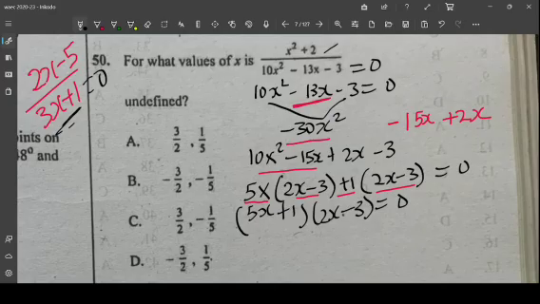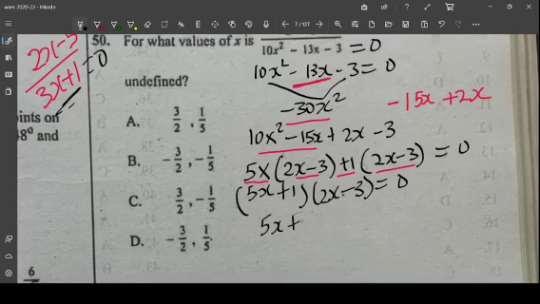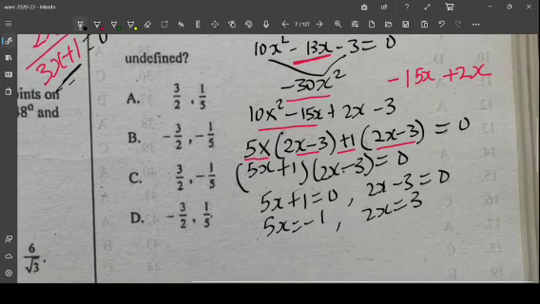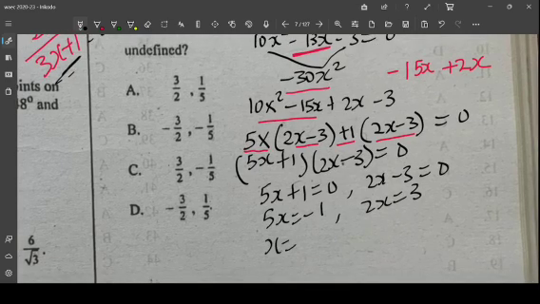So now I can continue solving. 5x plus 1 is equal to 0 or 2x minus 3 is equal to 0. I'm going to simply make x the subject of the formula in each of these. If I make x the subject here, I'm going to have 5x equals minus 1, and on the other side, I'm going to have 2x equals 3. So back to the first, I'm going to divide: x equals minus 1 over 5. And then here, x equals 3 over 2. So that's what I have here in option C, minus 1 over 5 and 3 over 2.